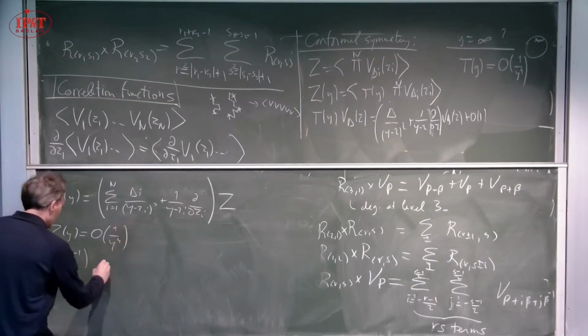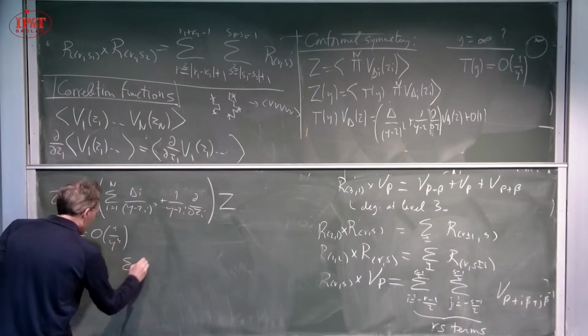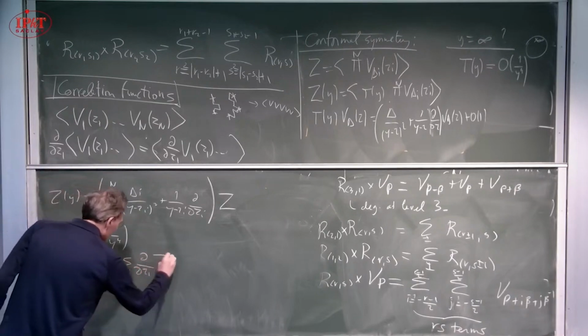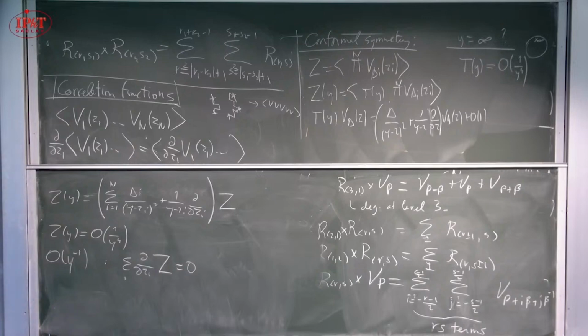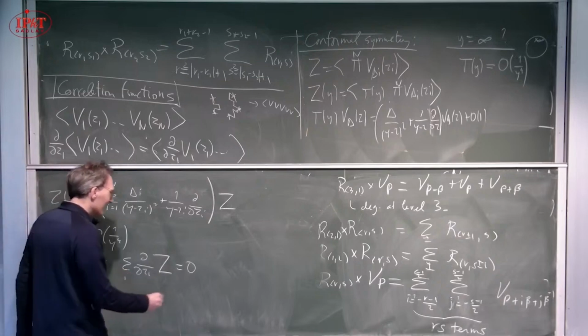What are these terms? Well, this term is sum ∂/∂z_i Z equals 0. What is this equation called? Translation invariance. Yes, translation invariance. So we have done all this to rederive just translation invariance. Well, okay, we'll derive things that are not so trivial.